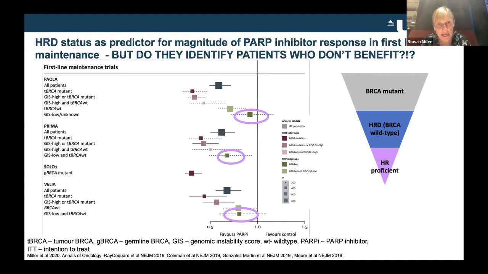I think that this really highlights that whilst the HRD assays are useful and they certainly help us select the patients who will derive the greatest magnitude of benefit, they don't reliably identify those that won't benefit. So there are a group of patients in the HRD negative or HR proficient group who do still benefit from PARP.